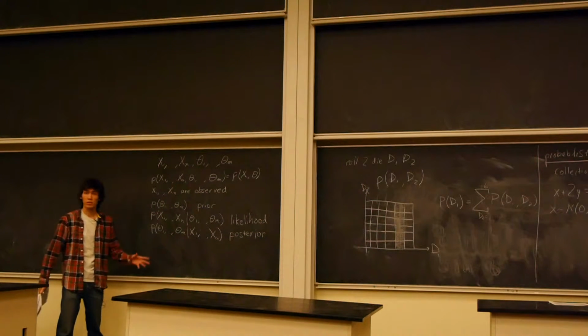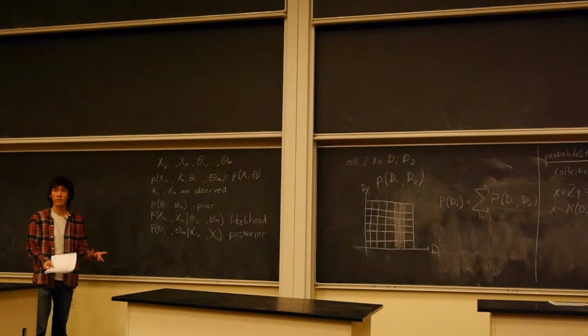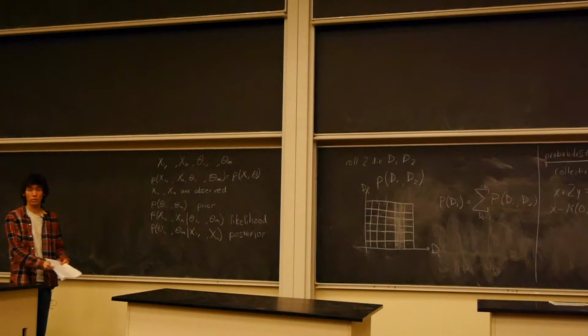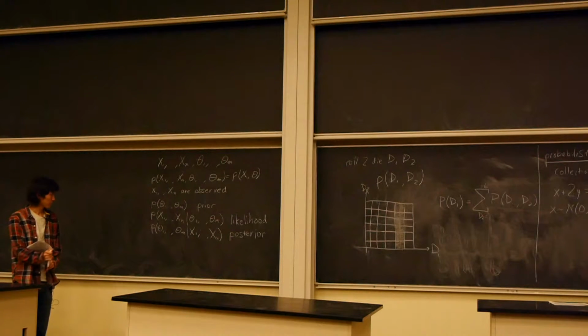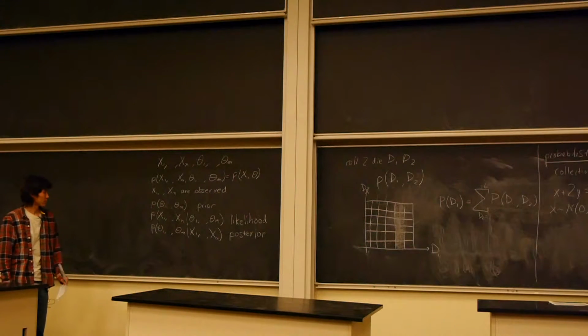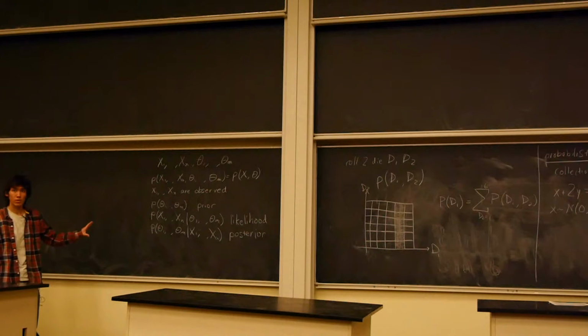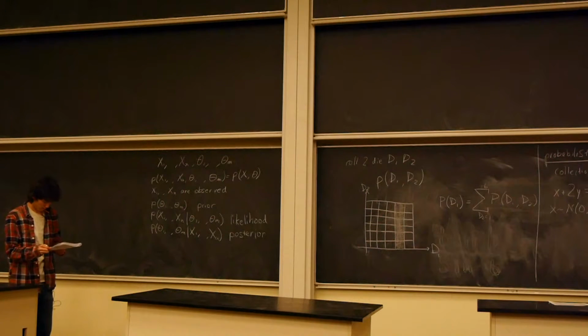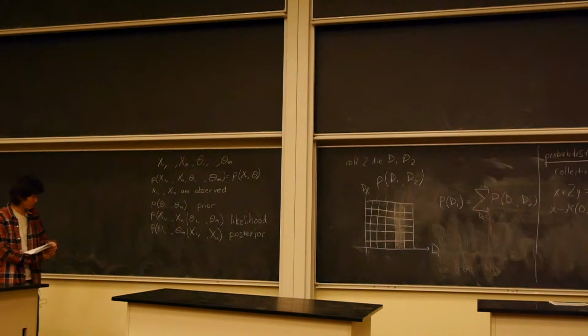And the posterior is just the probability distribution of your unknown random variables given your observed random variables, x1 through xn. Any questions on those definitions so far? Nope? Okay. Okay, so let's just give you a concrete example.